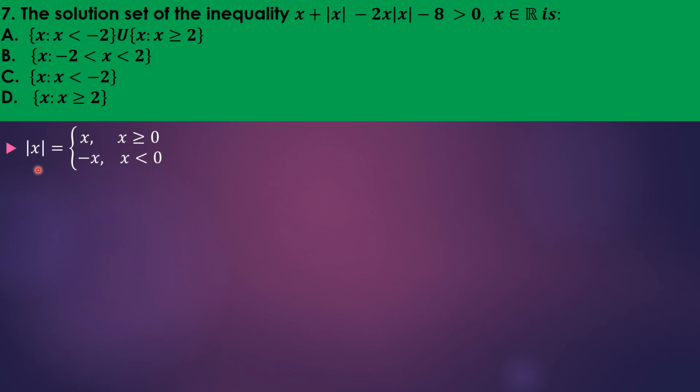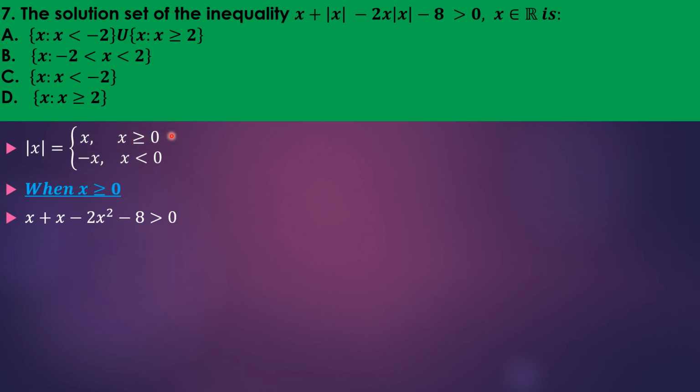So an absolute value function of x is basically just x for all x greater than or equal to 0, or it's negative x for all x less than 0, right? So we can solve this based on this definition. When x is greater than or equal to 0, the absolute value of x will just be positive x, because absolute value of x is x for all x greater than or equal to 0.